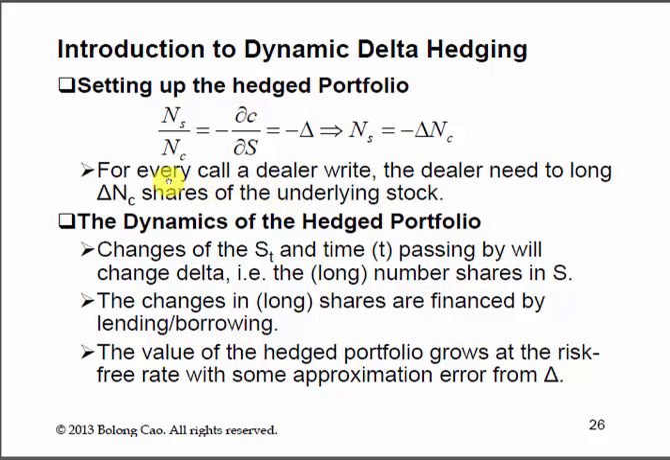So if the dealer has written a call, the dealer needs to set up the hedged portfolio by taking delta times the number of calls the dealer has written, that many shares of the underlying stock. Okay, that's how a dealer can hedge a written call. Not fully hedged, right? Just according to the delta. And later on we will see when delta changes, this long position in the stock will change accordingly.